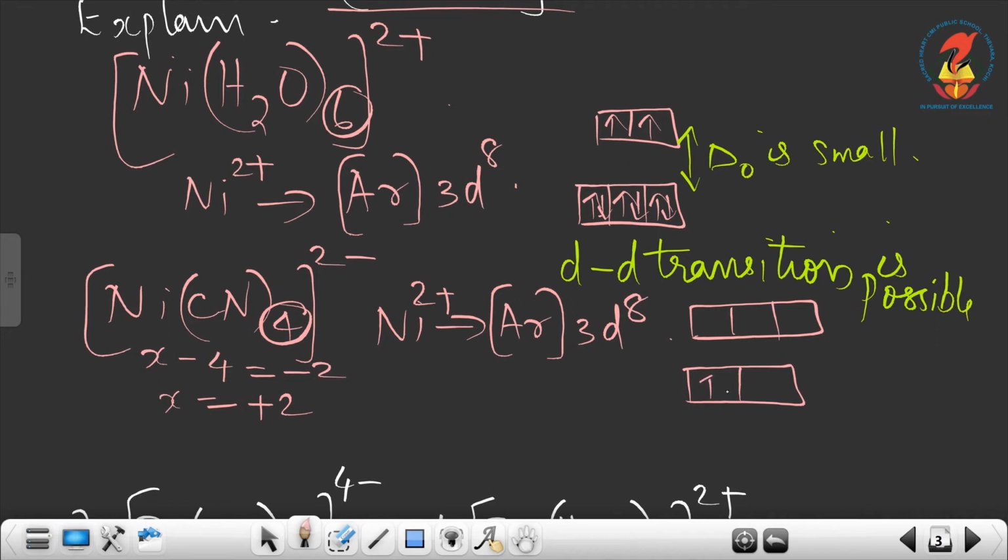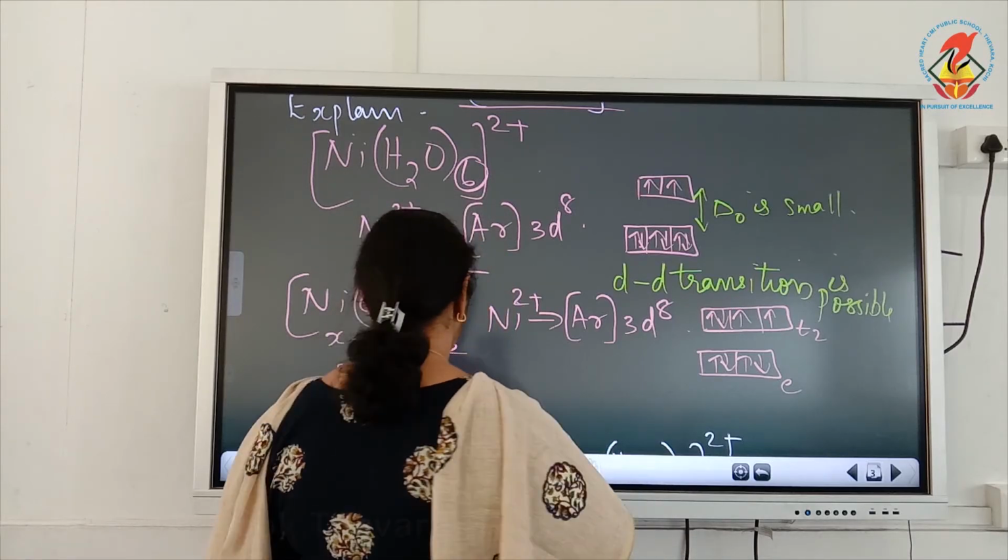Now 3d8, so 1, 2. Here it is cyanide ion, which is a strong ligand. So first pairing takes place. 3, 4, 5, 6, 7, 8. So this is E and this is T2. Now in this case, since it's a strong ligand, what can you write?